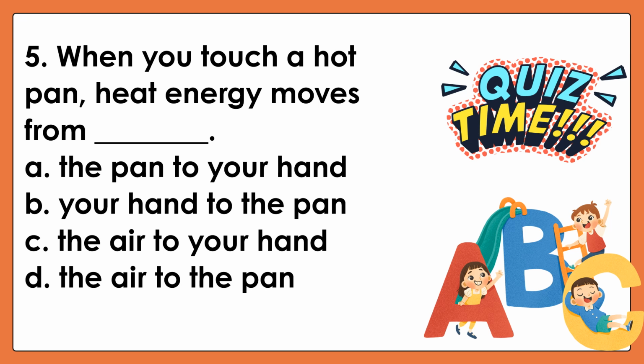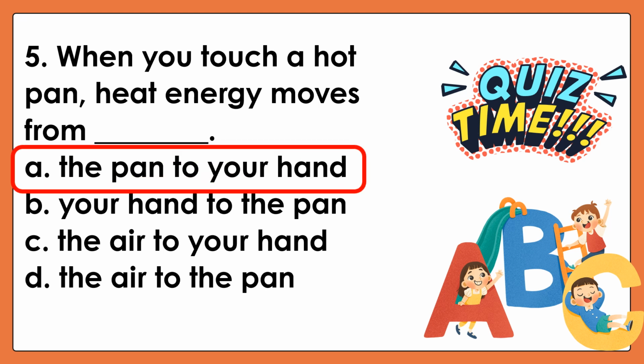Number 5. When you touch a hot pan, heat energy moves from A. The pan to your hand. B. Your hand to the pan. C. The air to your hand. Or D. The air to the pan. The correct answer is letter A. The pan to your hand.